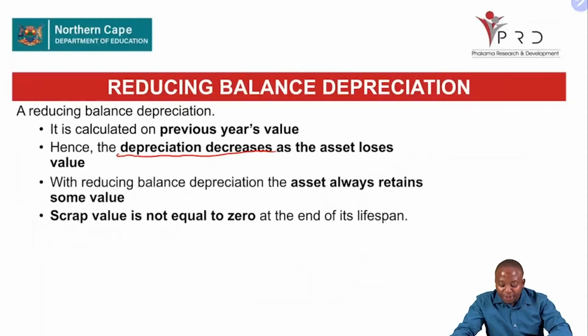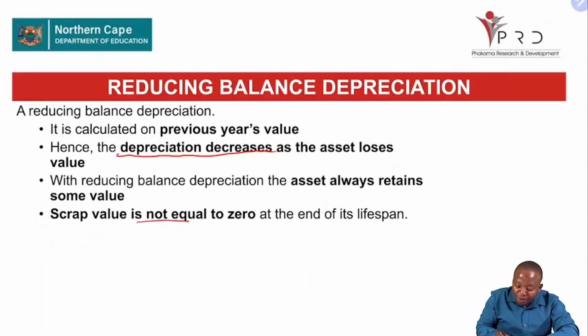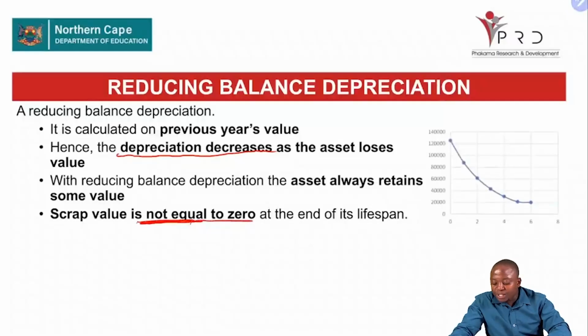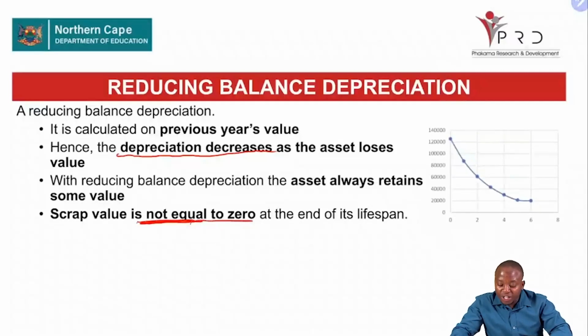With reducing balance, the asset always retains some value. That is to say, when we are using reducing balance depreciation, our asset will not get to a scrap value of 0. So it's not equal to 0 at the end of its lifespan. At the end of its lifespan, using reducing balance, the asset will always have a certain value. Now in this case, we're saying it will use an exponential graph.